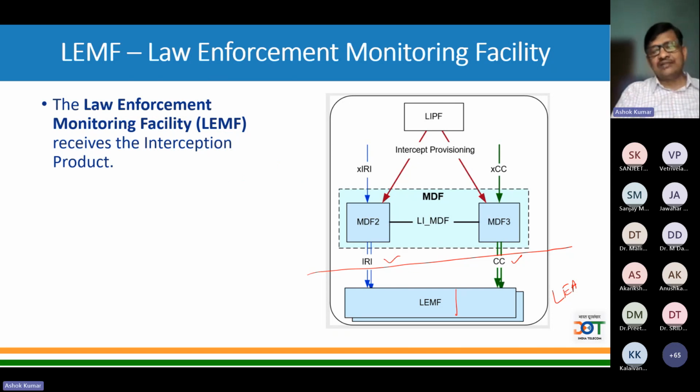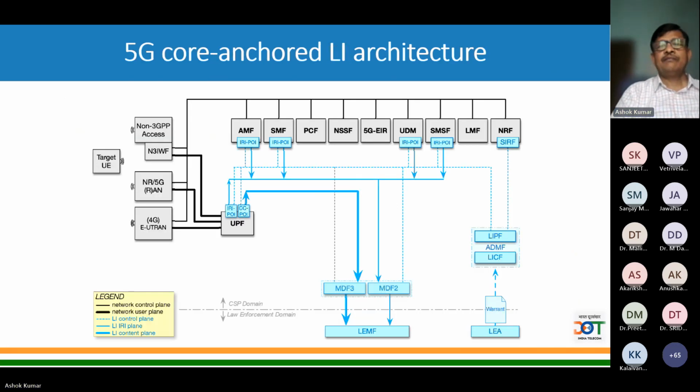Okay, now let's look at the full architecture. So we have seen all the network functions related to LI. So how does it look once we have the full network? So this is the LI architecture of 5G core along with all other network functions. And this is standalone architecture, SA architecture.